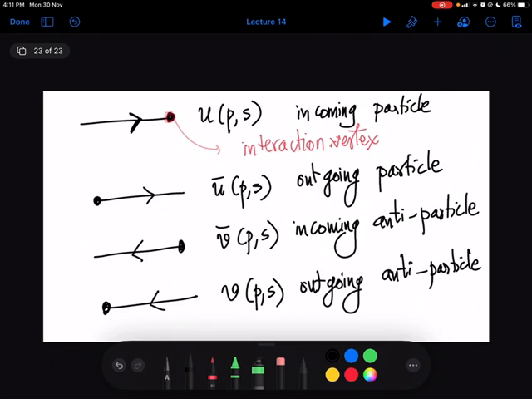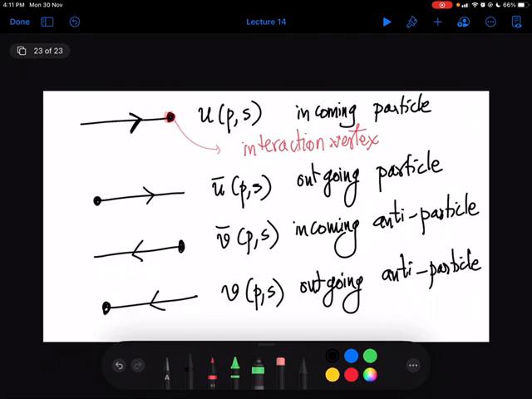Now if you see the main difference, let's look at incoming particles. For the incoming particle, the difference is two things. One, the sign of the arrow. If the arrow is opposite to the direction of momentum, that is essentially an antiparticle. And if the arrow is towards the direction of the momentum, that is a particle.